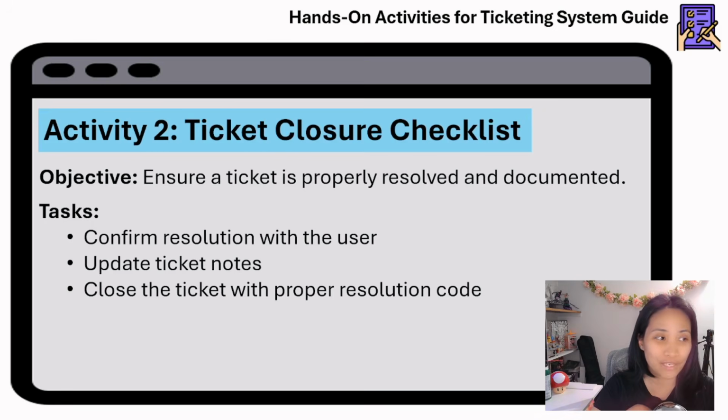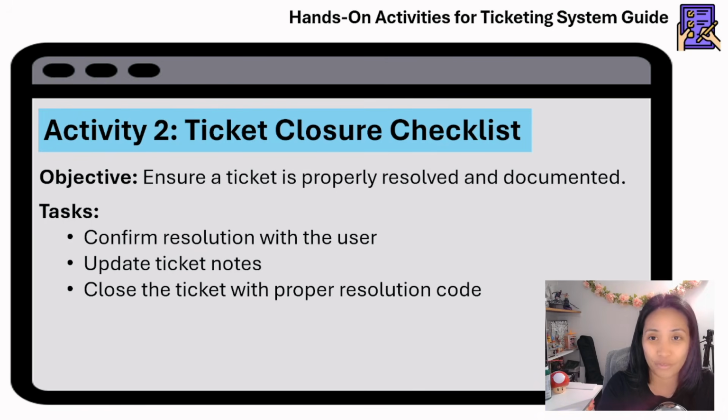Okay, so let's move on to activity number 2, and this is the ticket closure checklist. So now that we know how to open a ticket and create a new ticket, now let's learn how to close the ticket properly. It's just as important as creating or opening a new ticket. So let's get started with this activity, and the goal is to ensure that the ticket is properly resolved and documented. So the task you will do is to confirm resolution with the user.